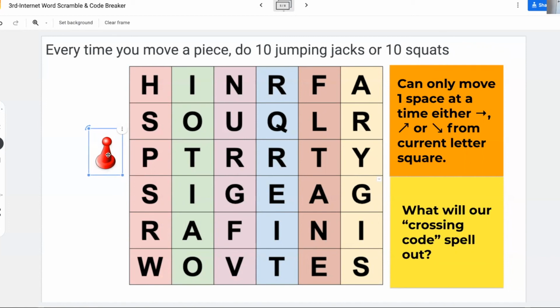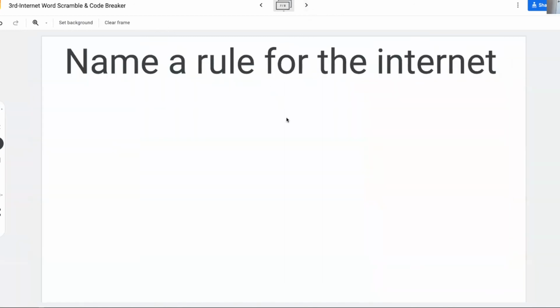Now, this word is on the next slide, but I'm going to skip it this way we can get on with our activity, with our lesson. Here we go. Name a rule for the internet. We went over 6 of them. Let's see if you can name one of them.